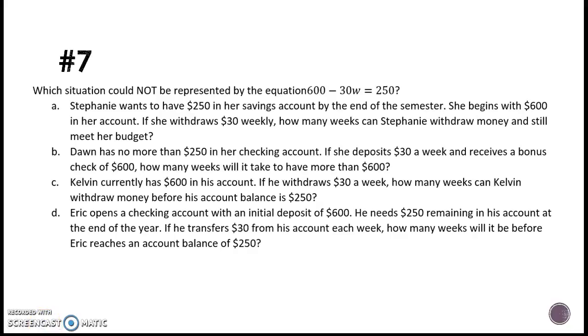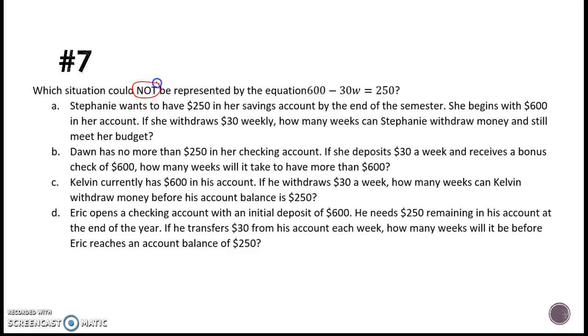All right, let's take a look at number 7. It says, which situation could not be represented by the equation 600 minus 30W equals 250? So we're looking at the situation that is not true.